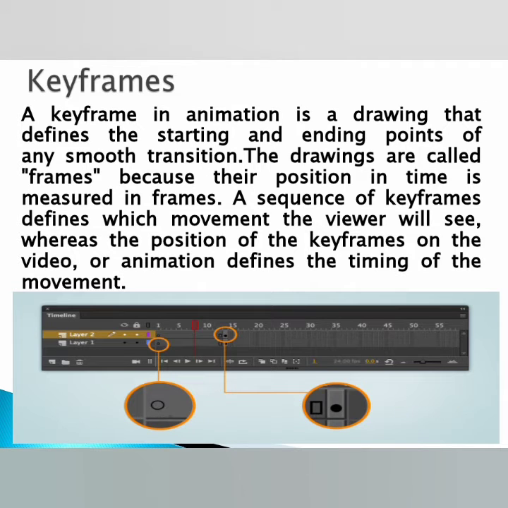Next is keyframe. A keyframe is a drawing that defines the starting and ending point of any smooth transition. The drawings are called frames because their position in time is measured in frames. A sequence of keyframes defines which movement the viewer will see, whereas the position of the keyframe on the video or animation defines the timing of the movement.